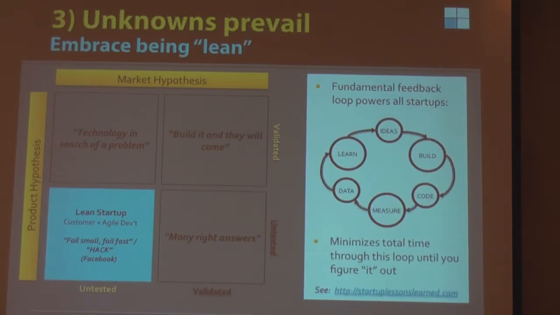I'm actually going to spend the least time here, even though this is the subject of the conference, because I think there are other people that are better and smarter than I am who are going to cover this in more detail. But really when you're faced with the unknown unknown, right? So totally new market, trying to be a disruptive innovator, the whole concept there is to minimize time through this feedback loop, right? Where you can take your ideas, build, code, measure, data, learn, and get through that as fast as you can so that you can sort of converge somewhere. I'm going to skip over that just because I know a lot of people are going to cover that in much greater detail and do a much better job.